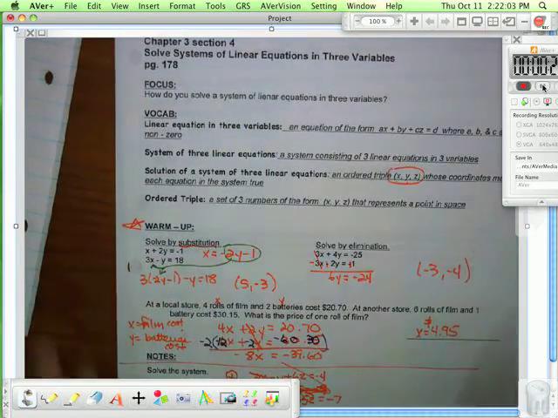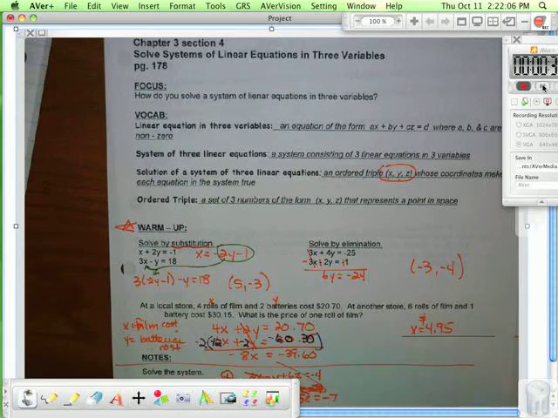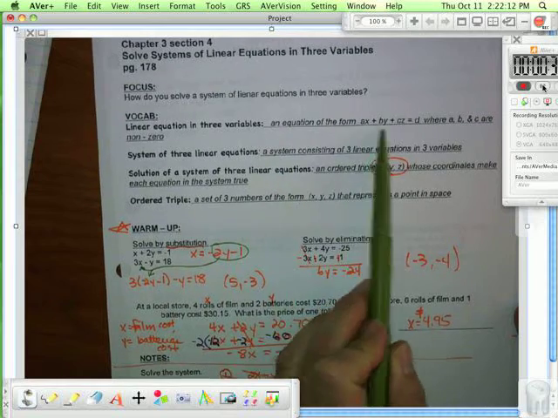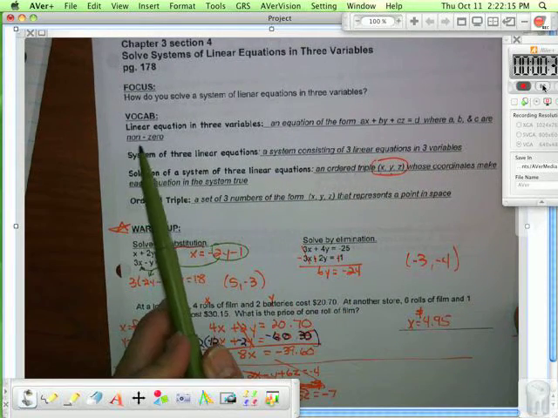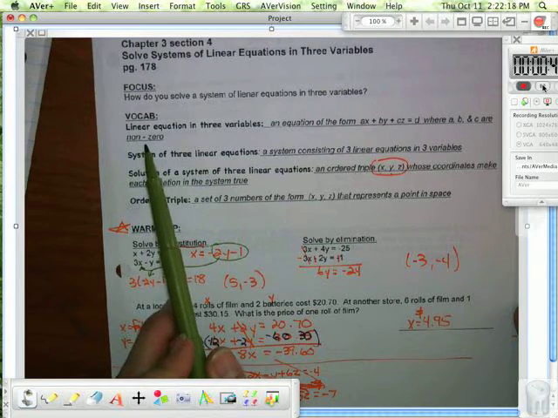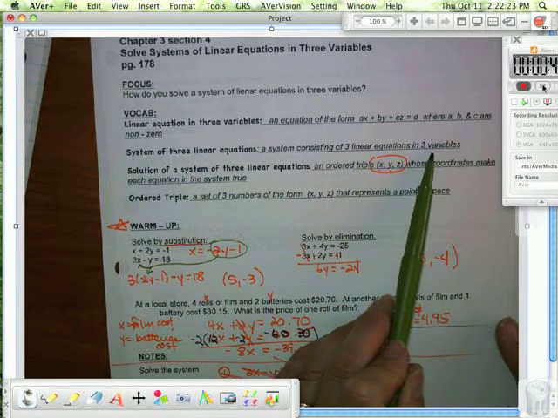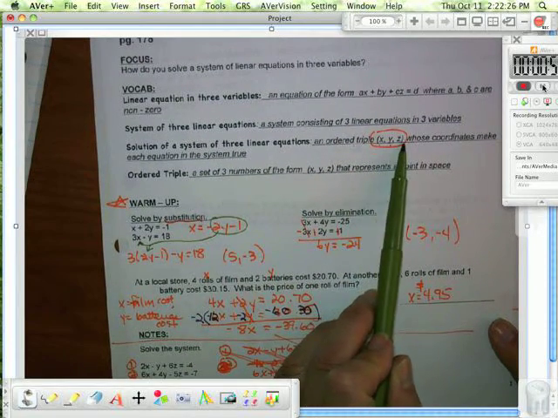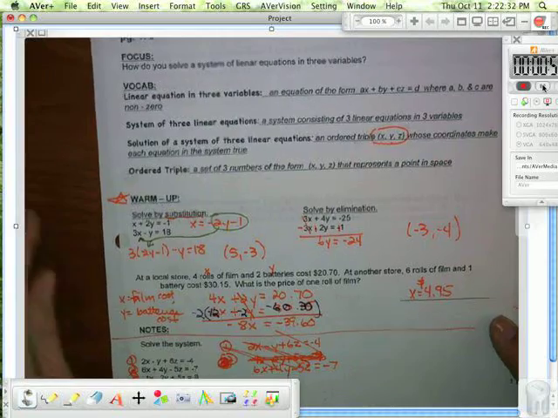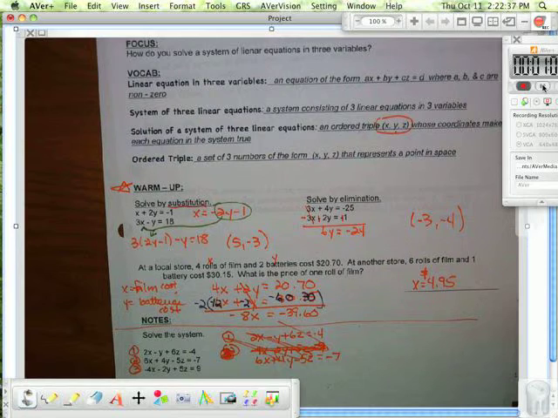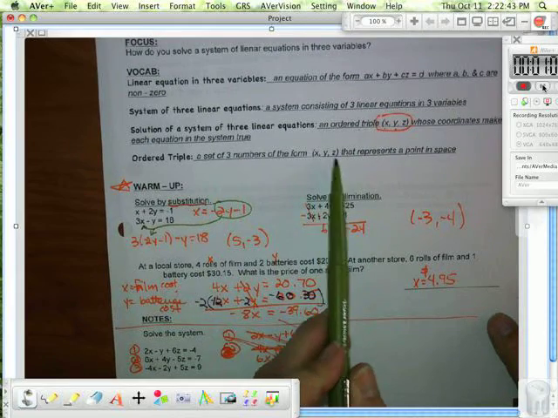Today we're going to solve a system of linear equations in 3 variables. Kind of showed you what you're doing with the YouTube video. A linear equation in 3 variables is in this form, and A, B, and C can't be 0. If they were, then you wouldn't have 3 variables. A system of 3 linear equations is a system consisting of 3 equations and 3 variables. Your solution is going to be x, y, and z, whose coordinates make each equation in the system true. An ordered triple. We've been calling it ordered pairs all your life so far. Now we have an ordered triple. It's x, y, and z. So that's what we're doing here.